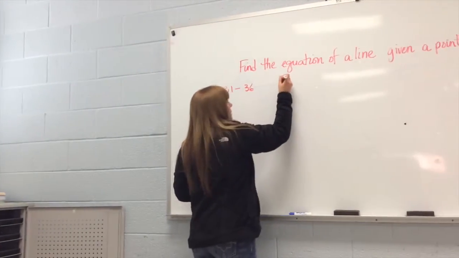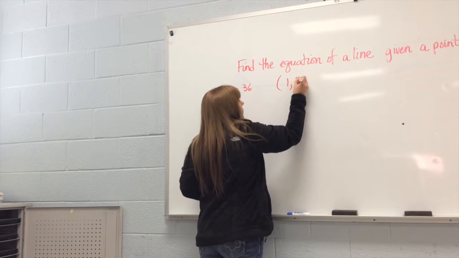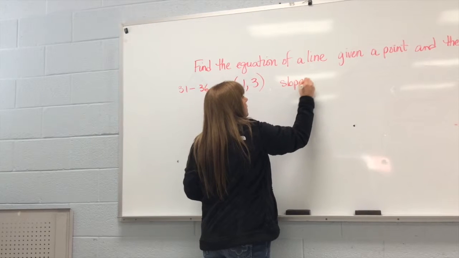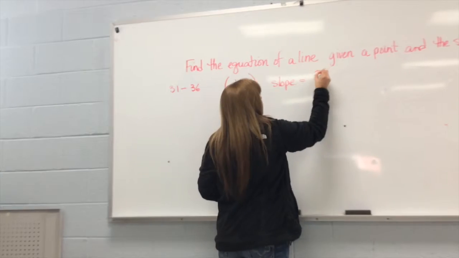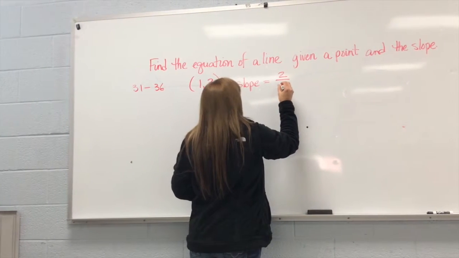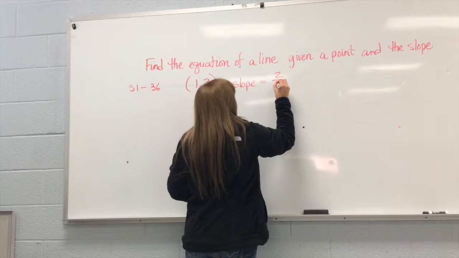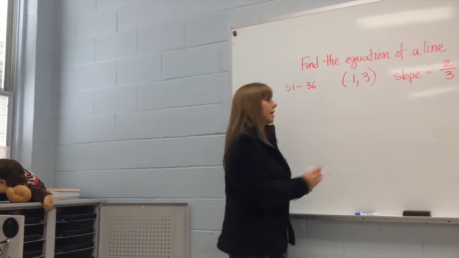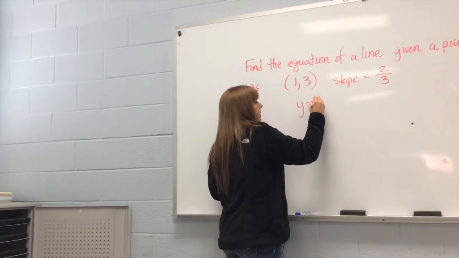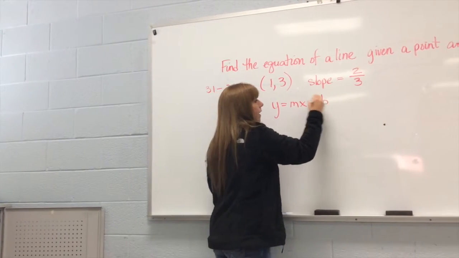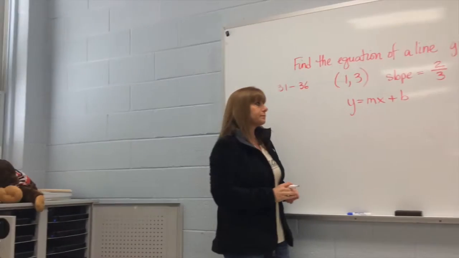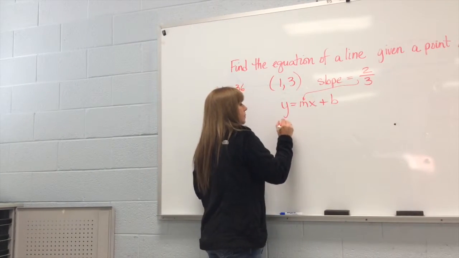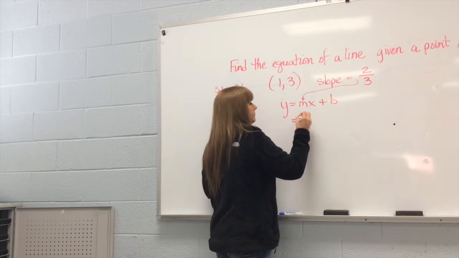Suppose I'm given the point (1, 3), and I'm told that the slope is 2/3. Okay, so in my mind, I'm always thinking y equals mx plus b. So the very first thing I do is take this 2/3 and put it in for the m.